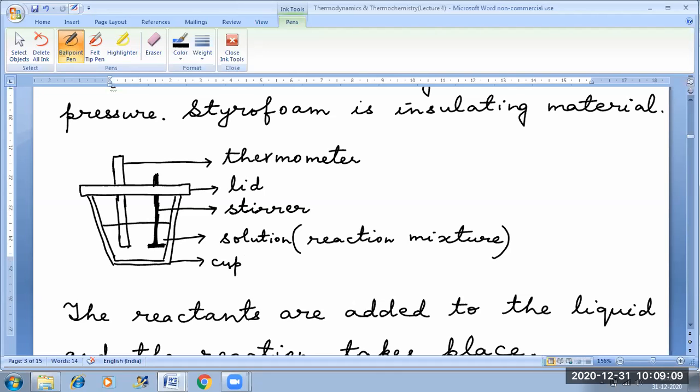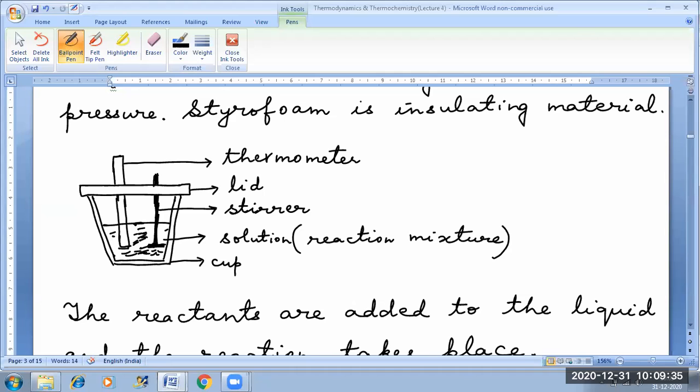Why is this called a constant pressure calorimeter? Because it is just atmospheric pressure, or the ambient pressure. See, the liquid is filled till this point. This is the liquid containing the reactants. And above it is empty. So this is nothing but atmospheric pressure, right? This portion is empty.